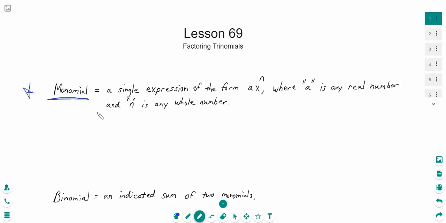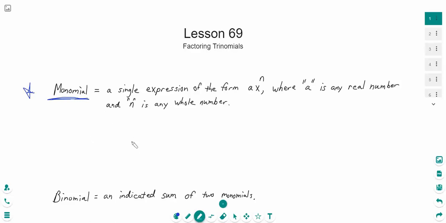Again, if you have to pause the video, I would recommend actually you doing that. Pause the video, write down these definitions, then you can unpause the video, and then we can talk about them once you have them written down. All right, so maybe just start right now, write down monomial and this definition, and then we'll come back and talk about it. All right, so what is a monomial?